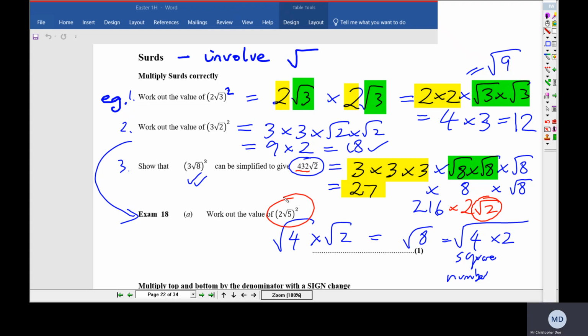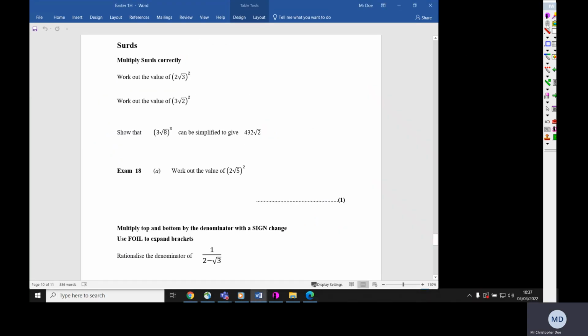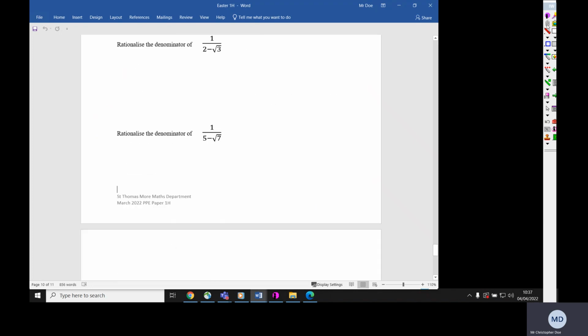That was the actual question you had, exam question 18. What is 2 root 5 squared? And then we're on to the slightly harder bit. Give you another 30 seconds. Hopefully you've written down 2 root 5 times 2 root 5. Now you've got to do it. What is 2 root 5 times 2 root 5? Should be a whole number between 10 and 30. In fact, exactly halfway between 10 and 30. It should be 20.